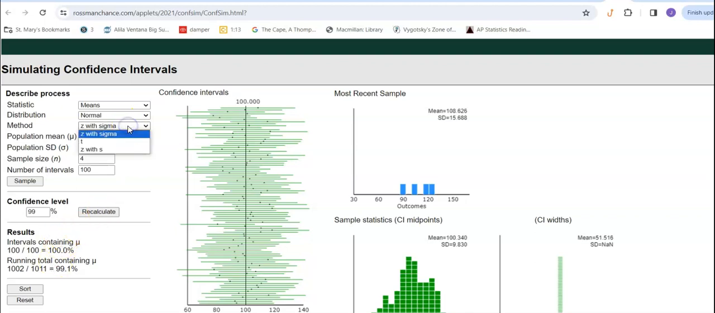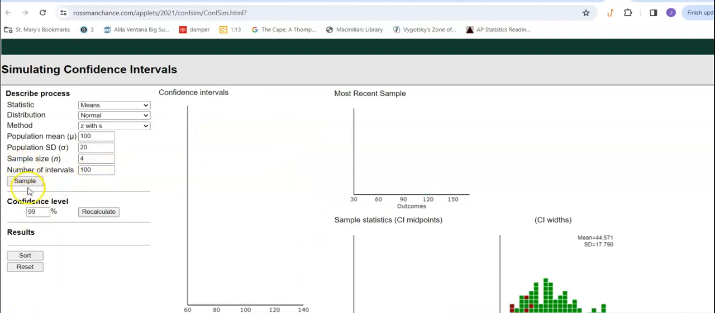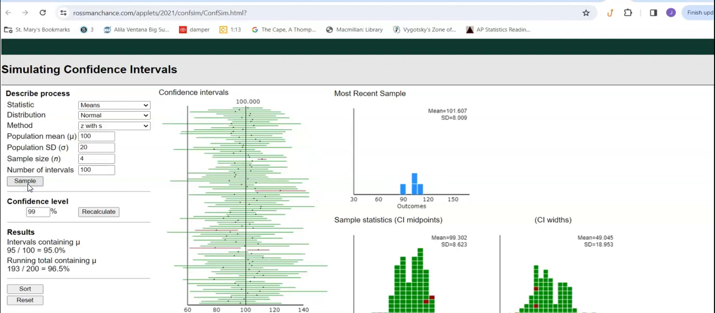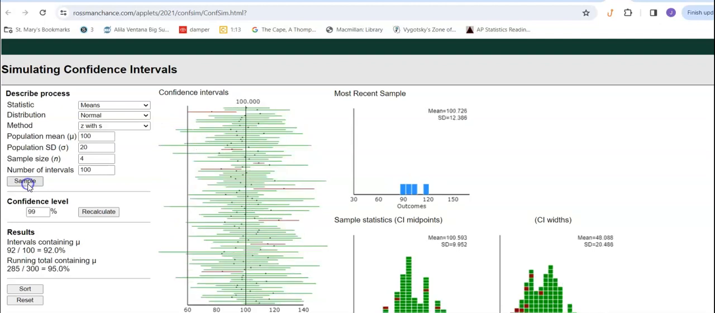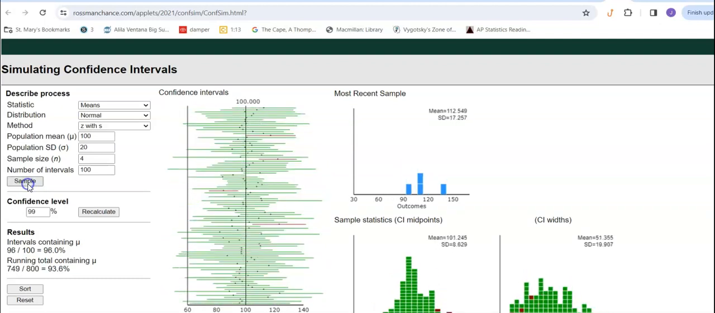So let's try what we thought was the next best thing. We're just going to take the standard deviation of the sample, use that. Should be good enough, right? So I'm going to reset or recalculate here. Take a sample of 100 of them. Okay, I got 2 of them that missed. That's not bad. That's pretty good. Ooh, I got a few more. Ooh, I got a few more. Let me take about 1,000 here to see what happens.